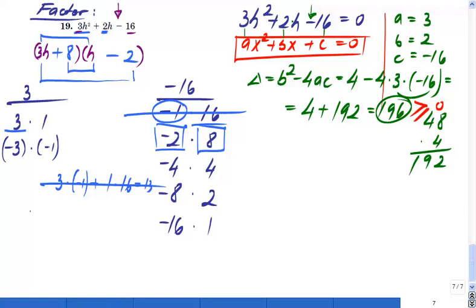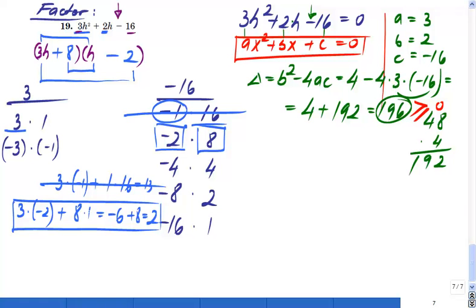I have 3 times negative 2 plus 8 times 1, right? And I have 3 times negative 2 is going to be negative 6 plus 8 equals 2. And I think we got it, right? It looks like this is the way. This is the combination of the second terms that works for my trinomial here.